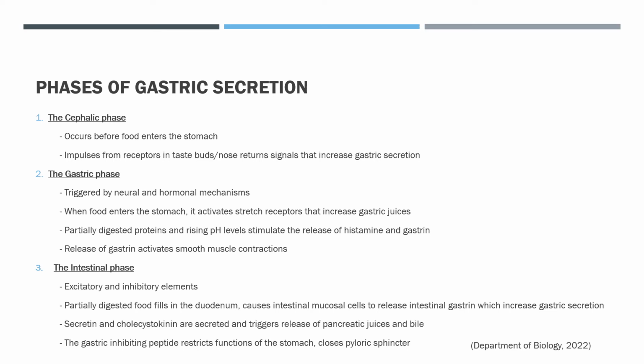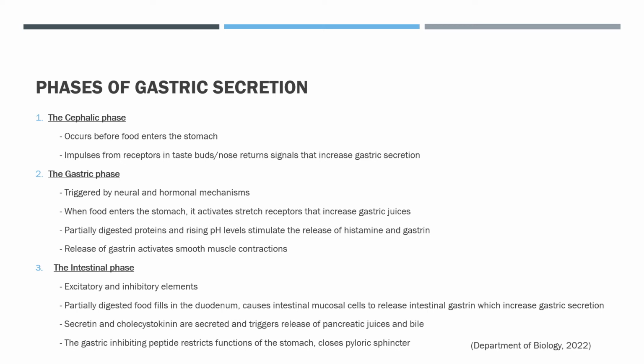When the food enters the stomach, it activates stretch receptors, which stimulate an increased secretion of gastric juices. Partially digested proteins and rising pH levels stimulate the release of histamine and gastrin from the enteroendocrine cells, which also stimulates parietal cells to increase the production of hydrochloric acid. Also, the release of gastrin activates smooth muscle contractions, which allow for mechanical digestion and transport the chyme into the duodenum. In the final step, the intestinal phase, it has both excitatory and inhibitory elements.